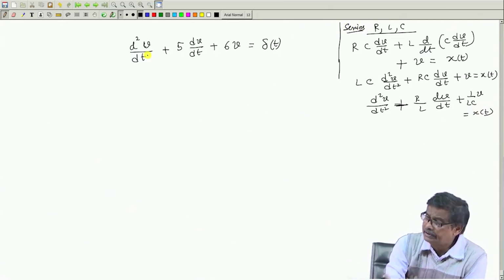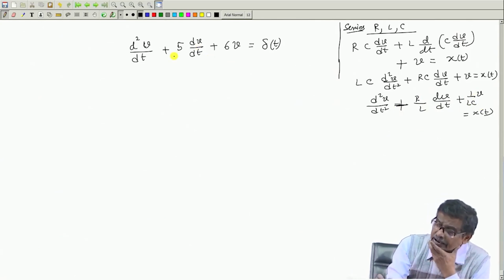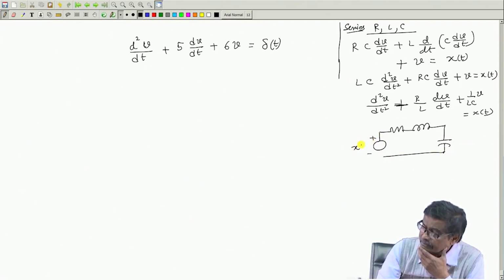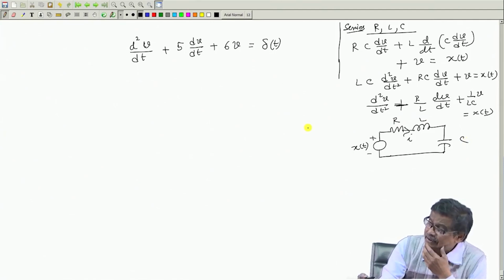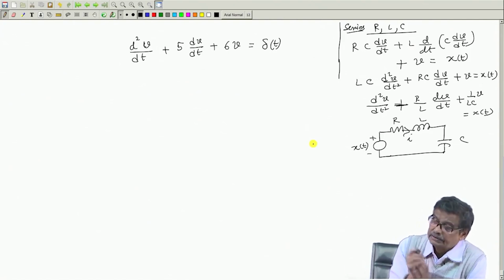So, suppose you have set the value of R, L and C such that for this circuit R by L is 5 and 1 by LC is 6. Anyway, this is the voltage across the capacitor. So, this was the RLC circuit. I want to know the voltage across the capacitor. Here is your x(t). We have done this so many times. This is R, this is L, this is C. So, the values of R, L and C are such that R by L is 5 and 1 by LC is 6, and on the right hand side you have the excitation, whatever it is. Okay.